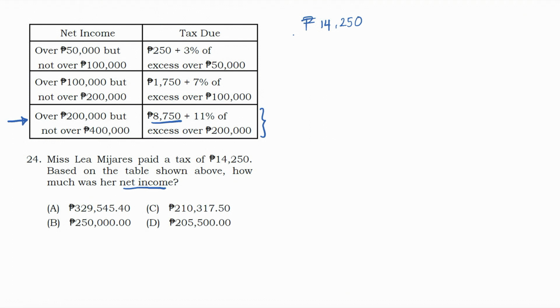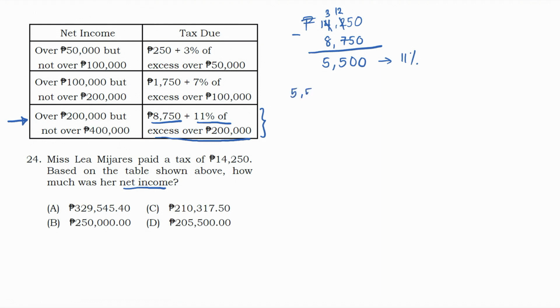And then, pag minus natin yan, 8,750, meron tayong matitira na 11% ng excess over 200,000 nung income ni Miss Leia. So, i-minus muna natin 0, 0, tapos this one will become 3. Ito magiging 12. 12 minus 7 is 5. And then 13 minus 8 is 5. So, ito yung 11% excess over 200,000.